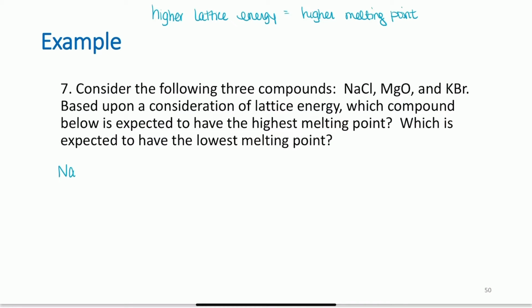We've got NaCl, which is Na plus, Cl minus, MgO, which is Mg2 plus and O2 minus, and KBr, which is K plus and Br minus. Right away, I notice that this has the positive 2, negative 2 charge. This will have the highest melting point, because it has the largest charge.